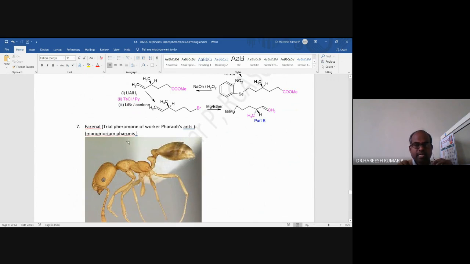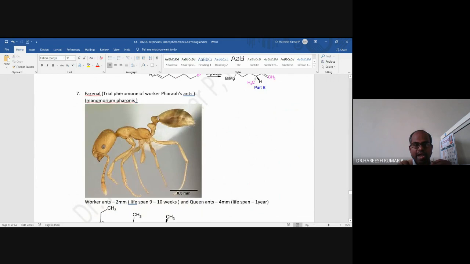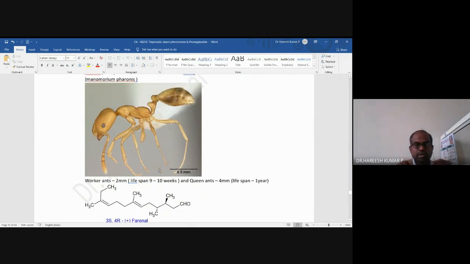So Farenal, it's again one more insect pheromone, and this will be the Monomorium pharaonis, a scientific name, and this is a cockroach. Pharaoh ants. Okay, this will be the diagram or image of Pharaoh ant, and this farinal is isolated from this Pharaoh ant. And here, don't get confused with farnesol and farinal. So farinal is an insect pheromone. Farnesol is a terpenoid. That difference you should be aware of.